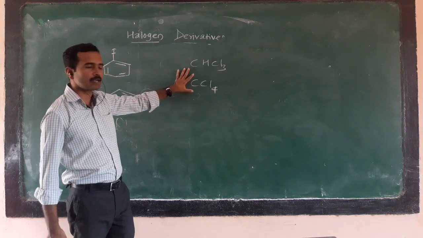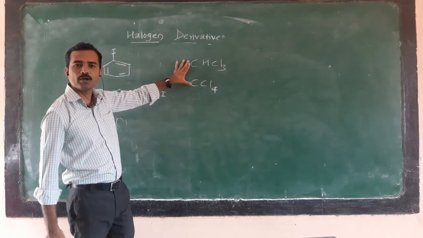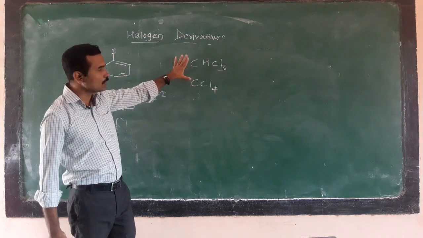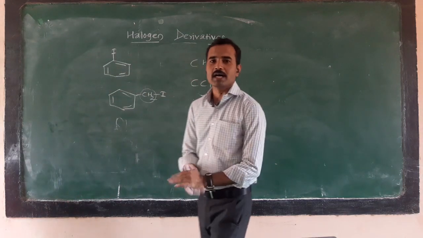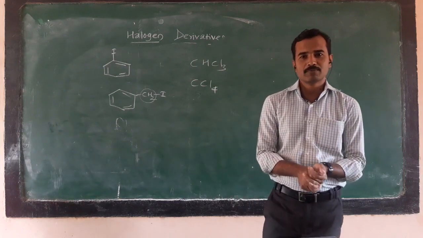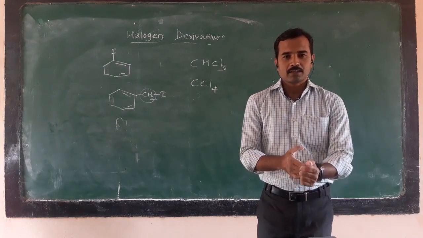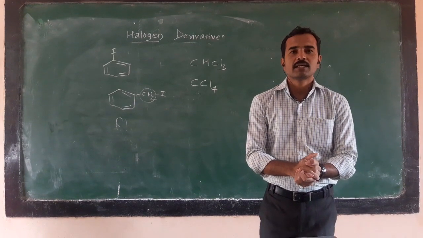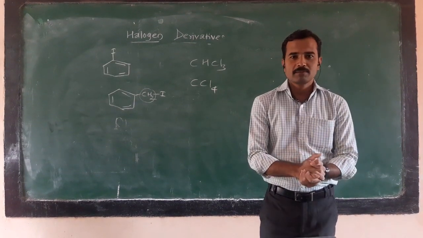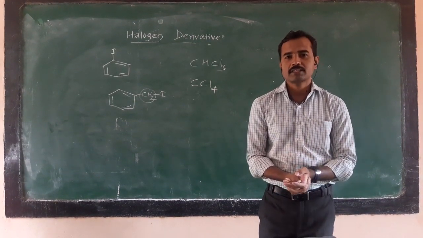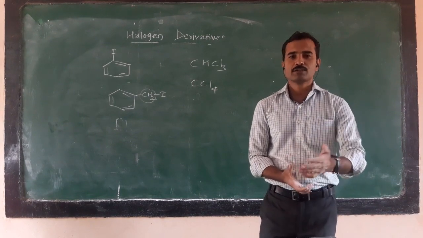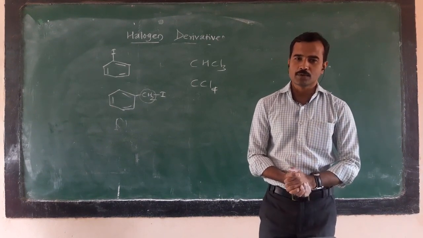There are many times questions may be asked on the IUPAC nomenclature of these compounds. Chloroform and carbon tetrachloride are important industrial solvents. Okay, so I hope this video will be helpful for understanding the classification as well as the IUPAC nomenclature system for alkyl halides. In the next video, we will also discuss the preparation methods. Okay, thank you.